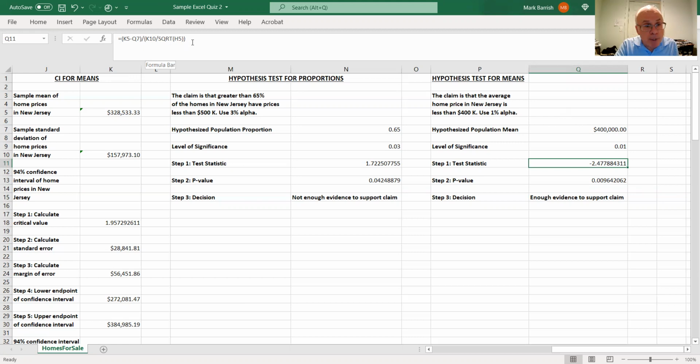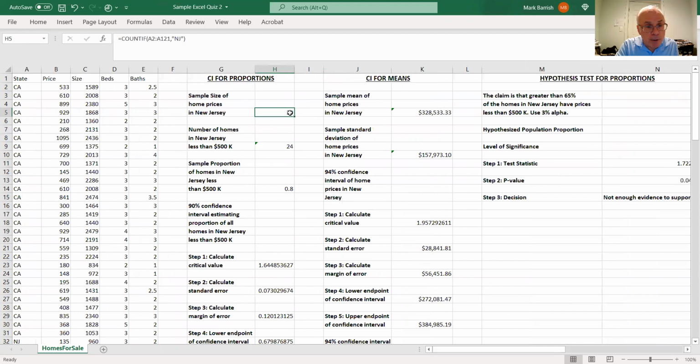In the denominator, we have a fraction, which is the standard error. Standard error has a numerator of what? The sample standard deviation. That is in what? K10, that's this $157,973, divided by the square root of the sample size. Remember, square root is SQRT. Where's the sample size? And that is in H5. That's right over here. That's a 30.